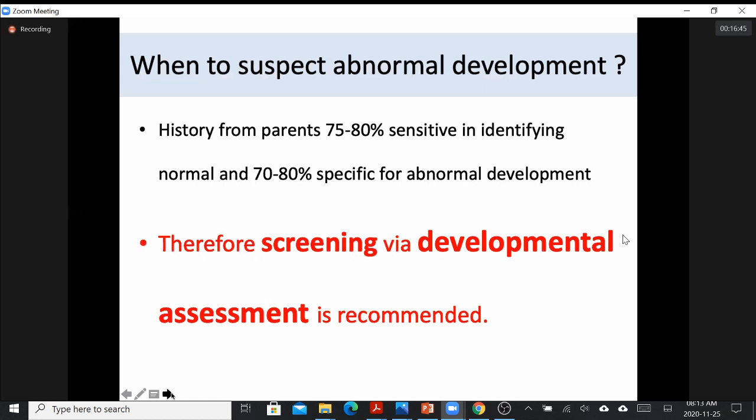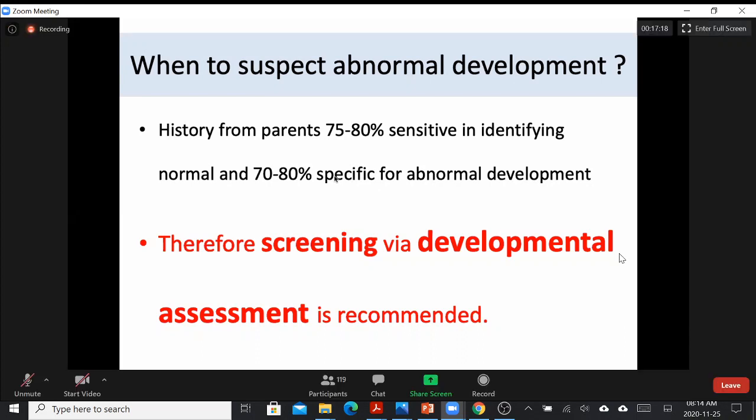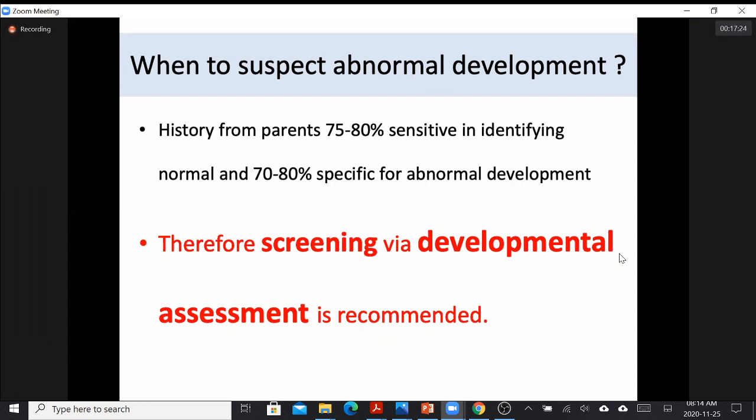So when do we suspect abnormal development? One presentation can be history from the parents. If we wait for the parents to bring the child to us, it has been found that it is only 75 to 80% sensitive, because the parent also should be alert. They should be sharp enough to identify. So maximum 80% of patients we will see. In identifying normal, it's only 70 to 80% specific. So it's not 100%, not even 90 odd. So therefore, it's not good.